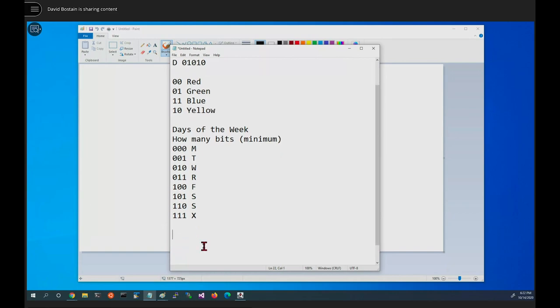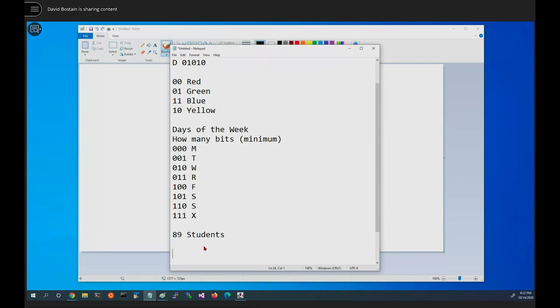So let's assume that we went out and we found a teacher from a school, and the teacher tells us, I have 89 students in my class. How many bits do I need to represent 89 things? Ryan?